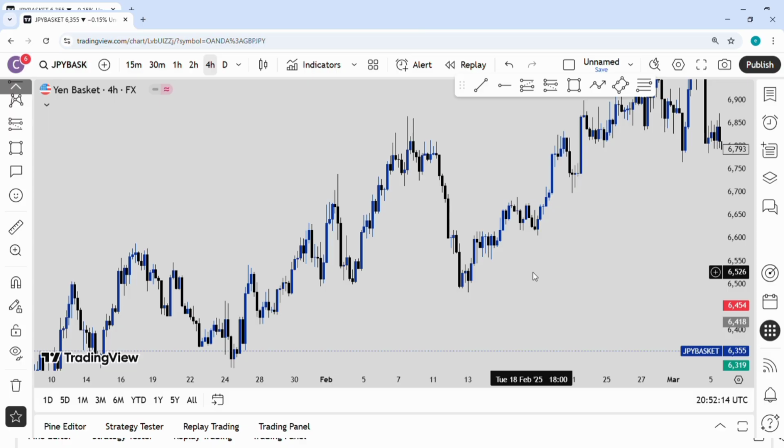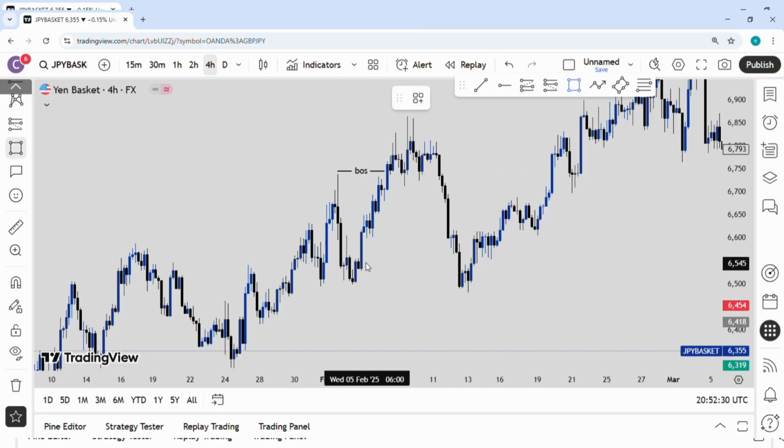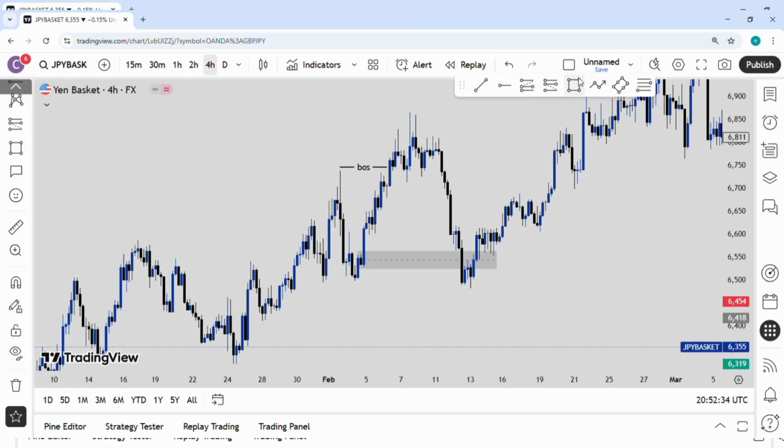Alright guys, this is yen basket, and this is another scenario, this time about a bullish movement. Now this is a break of structure to the upside, because as you can see, we have been breaking structure to the upside. So this is our break of structure to the upside, and this is our order block, and this is our FVG, our FVG in between here. This is our FVG here.